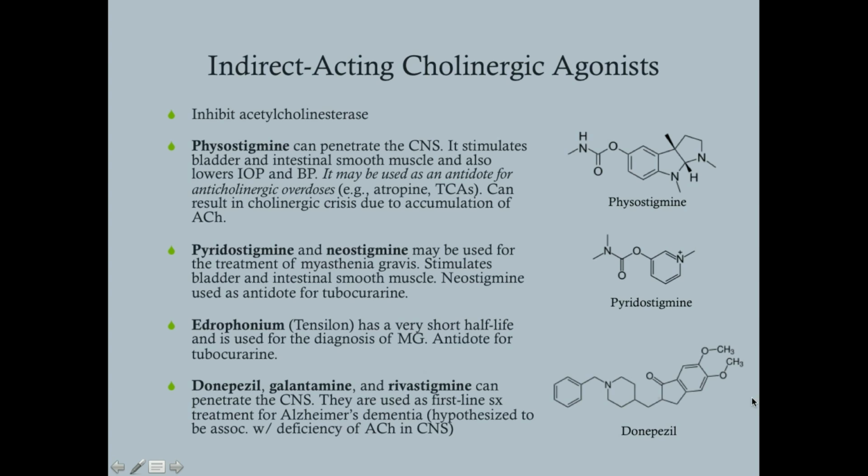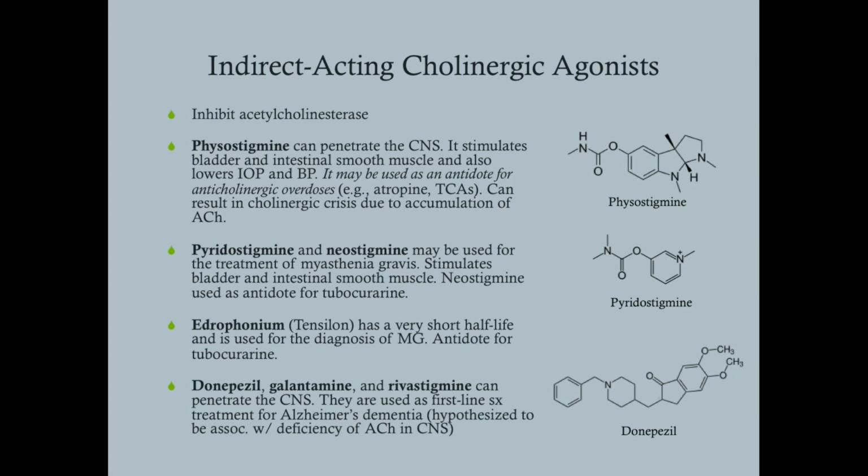So thiostigmine, as you can see here, is a tertiary amine. It's lipophilic, therefore it can penetrate the CNS. It does, like bethanechol, stimulate bladder and intestinal smooth muscle, and it also lowers intraocular pressure and blood pressure. It can be used as an antidote for anticholinergic overdoses.